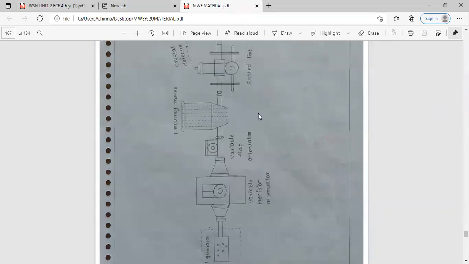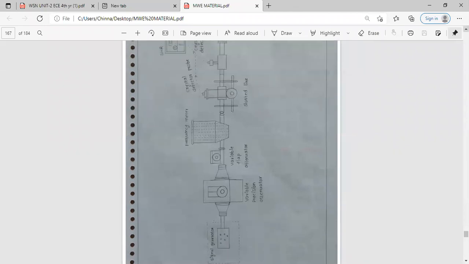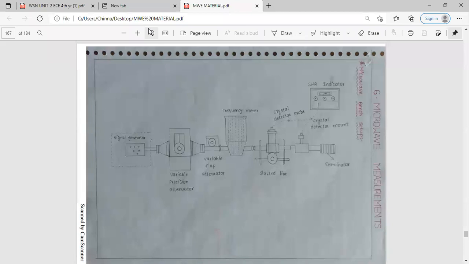Here you can see the microwave bench setup. This is the microwave bench setup: signal generator, variable precision attenuator or variable flap attenuator, frequency meter, slotted line section, crystal detector mount, and terminal. This is the microwave bench setup.